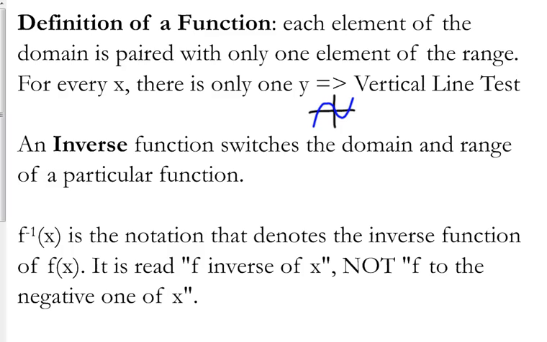If we had something like this, let's say a circle, okay? A circle is not a function because at many of the points, the vertical line would be touching two points on the graph. It fails the vertical line test. So a circle is not a function because, for example, let's say we're talking about this x value right here. It has two y values.